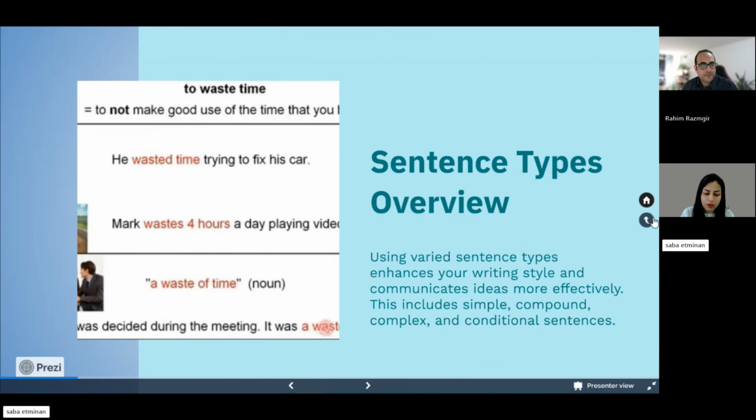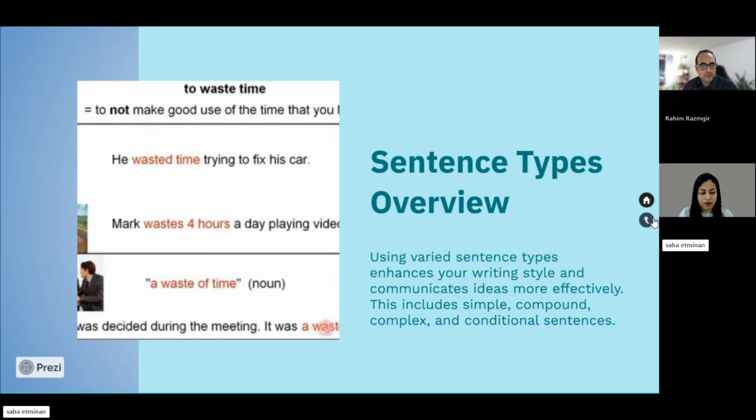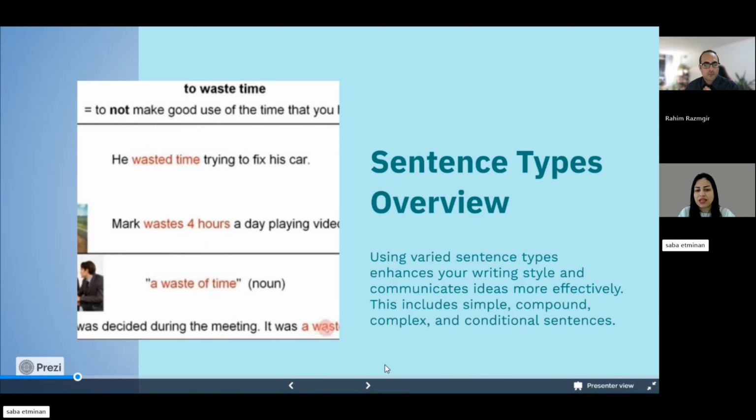So what are some key elements? One of the factors that can help us achieve this band score is using varied sentence types, because it can enhance our writing style and help us communicate ideas more effectively. What do we mean by sentence types? It means a mixture of simple, compound, complex, and conditional sentences.